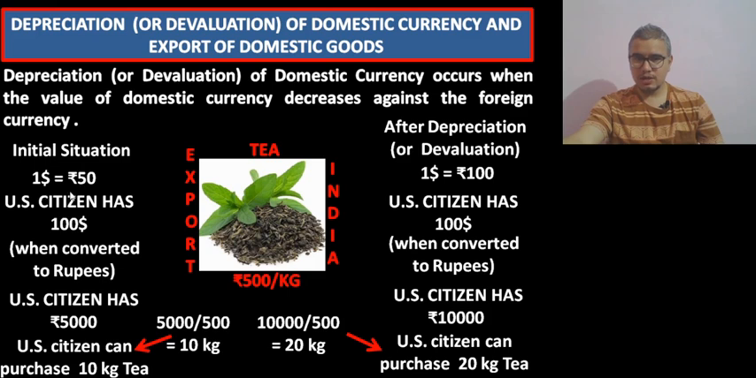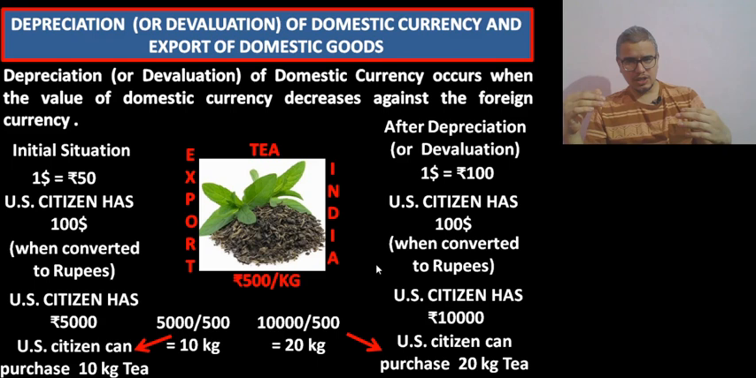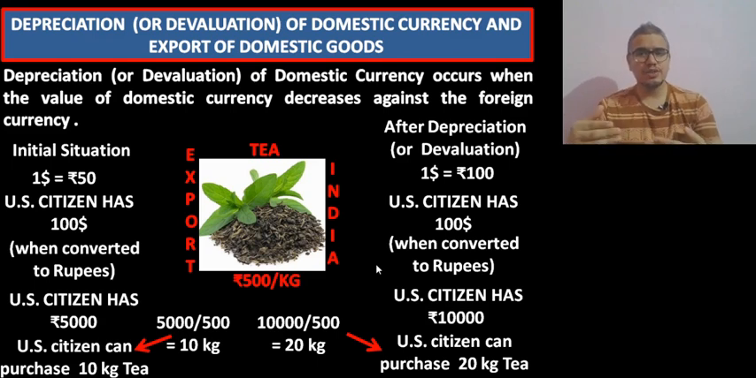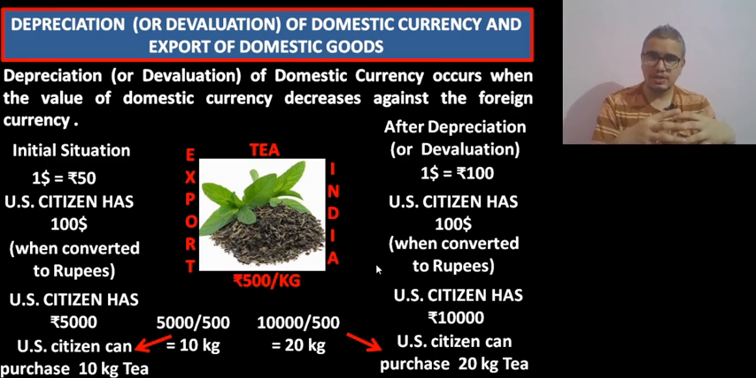Initially, when the exchange rate is $1 equals rupee 50, then in terms of US dollars, the price of tea will be $10 per kg. Now after depreciation, since $1 is 100, so 100 into 5 is 500, so only $5 is to be spent to purchase 1 kilogram of tea. So we can clearly see that tea has now become relatively cheaper after depreciation. The price of tea has not decreased, but for the US citizen the price of tea has become relatively cheaper, because the domestic currency's value has depreciated.